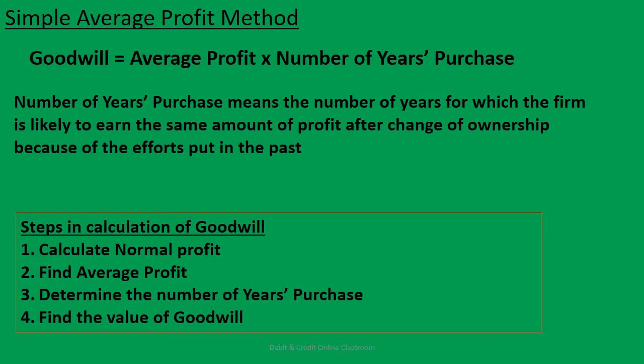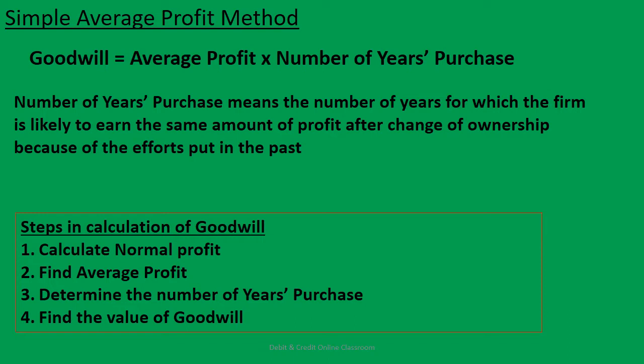From this we have to less the abnormal gains, overvaluation of closing stock or undervaluation of opening stock, non-recurring incomes, income from non-trade investments, partners' remuneration if it is not deducted, any other future expenses like insurance premium. Then we will get the adjusted profit.